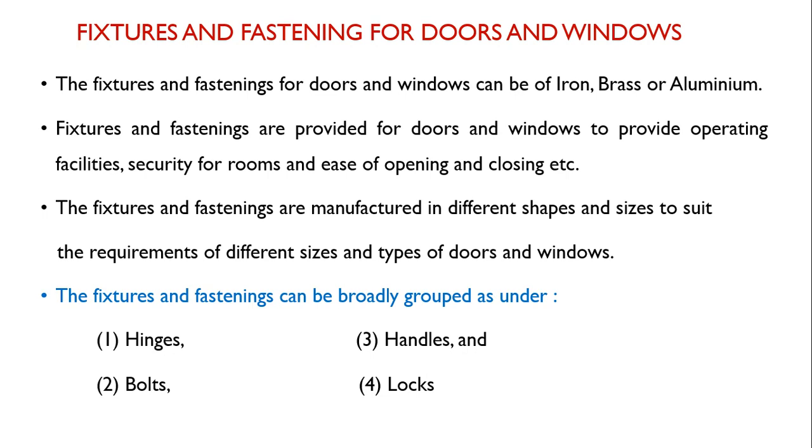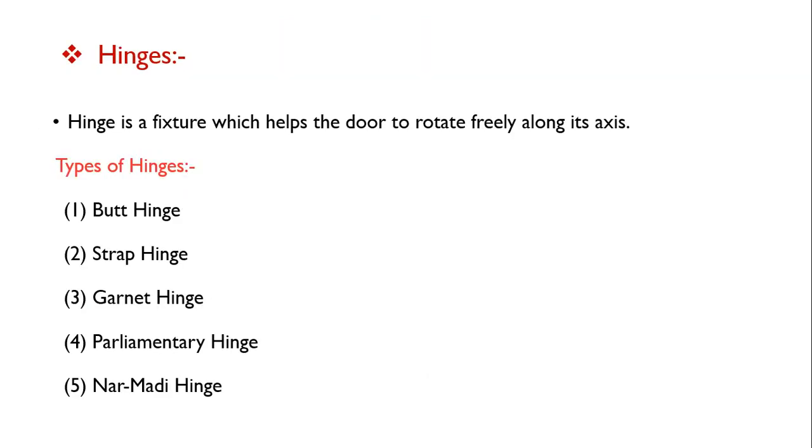So what is these fixtures and fastenings? Fixtures and fastenings are nothing but these are the various accessories which are required along with doors and windows. For what purpose these are required? These are required to provide operating facilities such as security for rooms, ease of opening and closing, etc. So these fixtures and fastenings are subdivided into hinges, bolts, handles and locks. We shall discuss one by one.